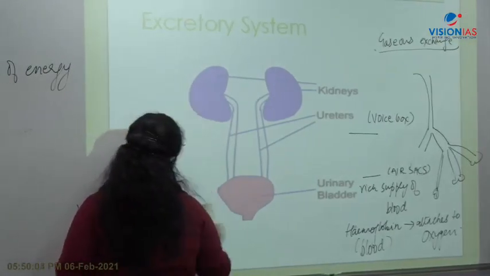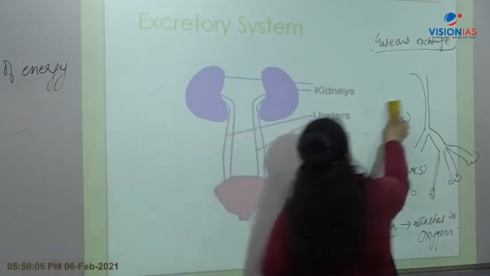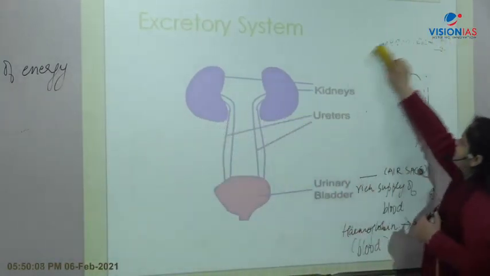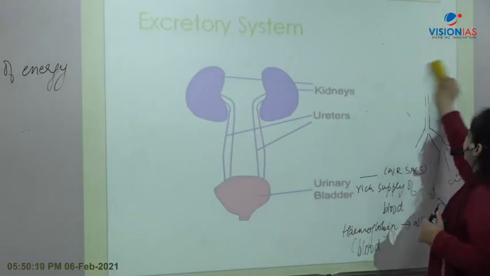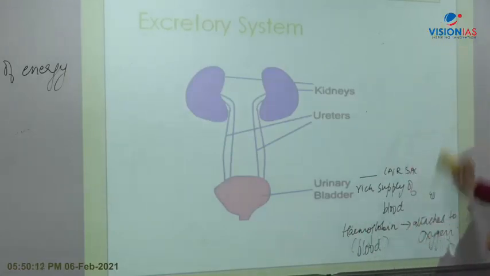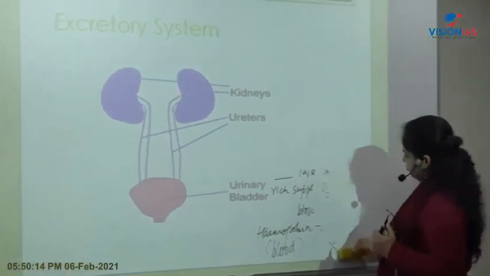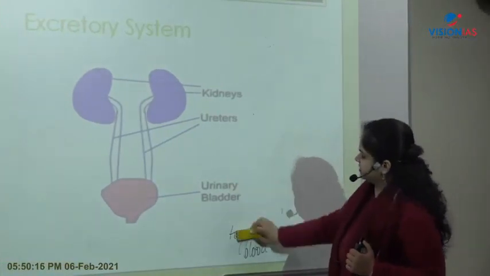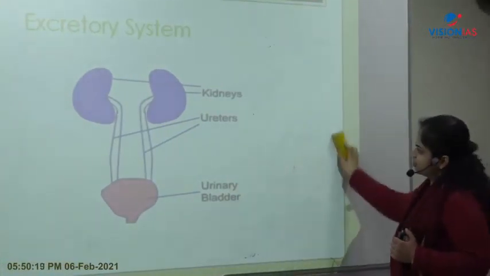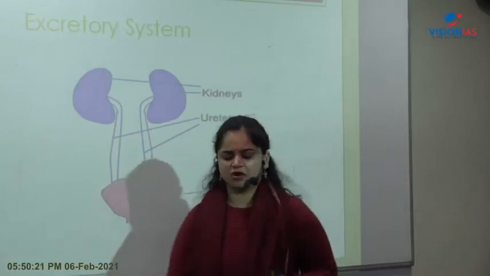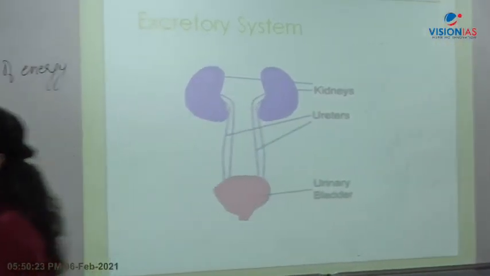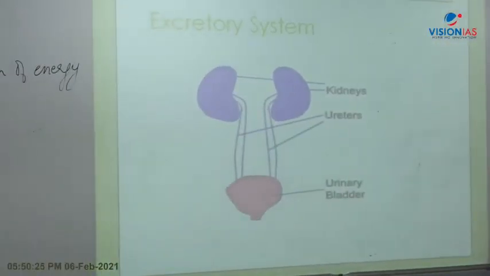Coming to the next system, which is the excretory system. Now see, again we need to do this very briefly. We don't need a lot of details in this section, but I just want you to have some idea about all these processes so that it's not all Greek to you.